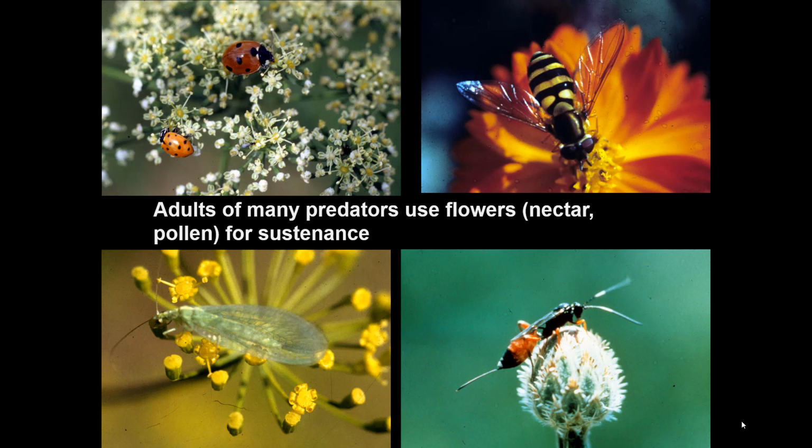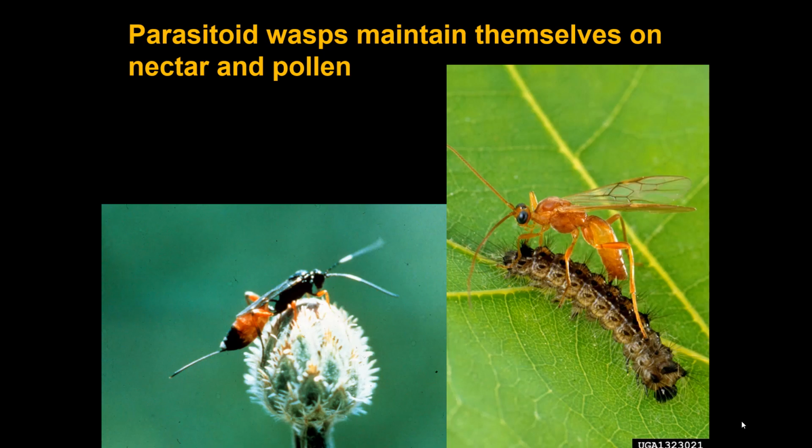Having these kinds of plants in the yard will allow them to survive longer, and they'll stick around your yard. And if they're not there, they'll go somewhere else or they'll die prematurely. Another group that feeds on nectar and pollen are these parasitoid wasps.